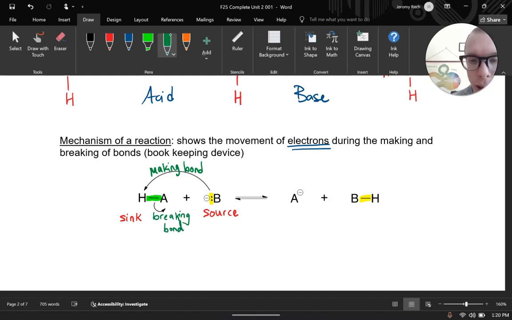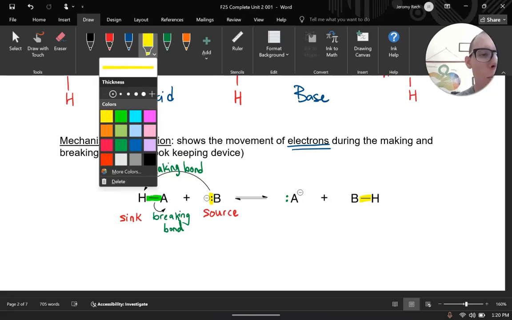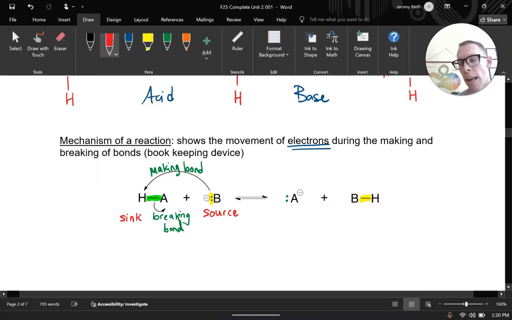And those are going to end up as a lone pair on our conjugate base. So for our acid-base chemistry, we will almost always have exactly two arrows, one of them being from our base to our acid to abstract our proton. Abstract just means take off.